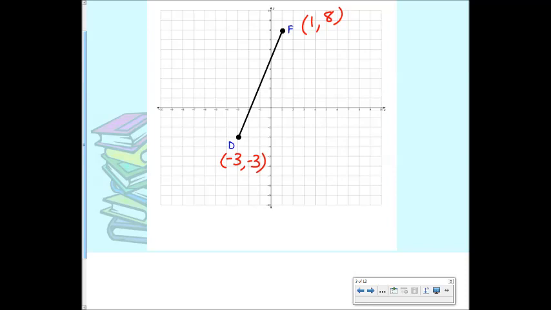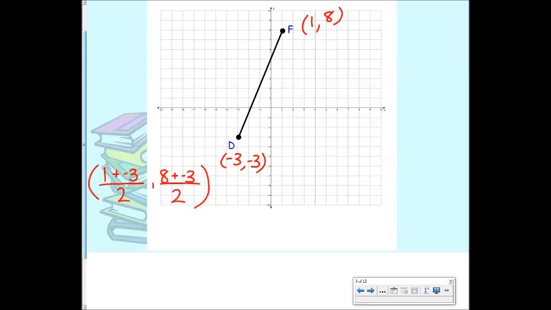Like using the little sub numbers? Yeah. So we're going to use x1 and x2. All right? So when you're finding the midpoint then, what would I do? What do you think I would add together? 1 and -3 and divide that by 2. And then what else? 8 plus -3 divided by 2. And that's going to give me my coordinates.